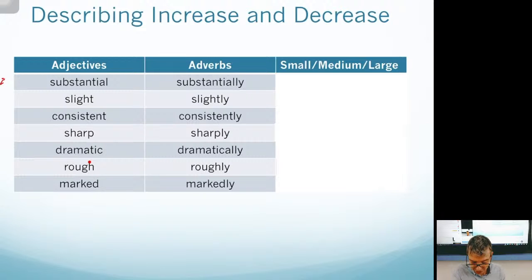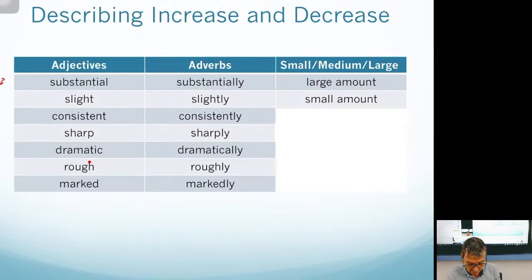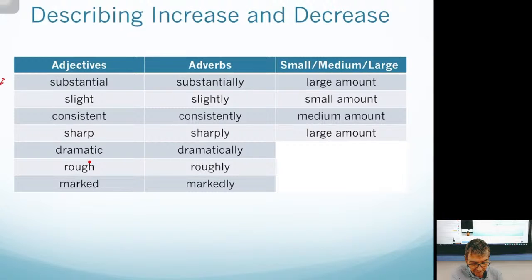So the first one then, is this small, medium or large? What kind of change is it talking about? So this is a large amount, substantial, if you remember from our graph before. The slight is just a small amount. Consistently, this is kind of medium, somewhere in the middle range. Sharp, like a knife, gives a feeling of suddenly or intensely, something that's very quick. So this is a large amount.